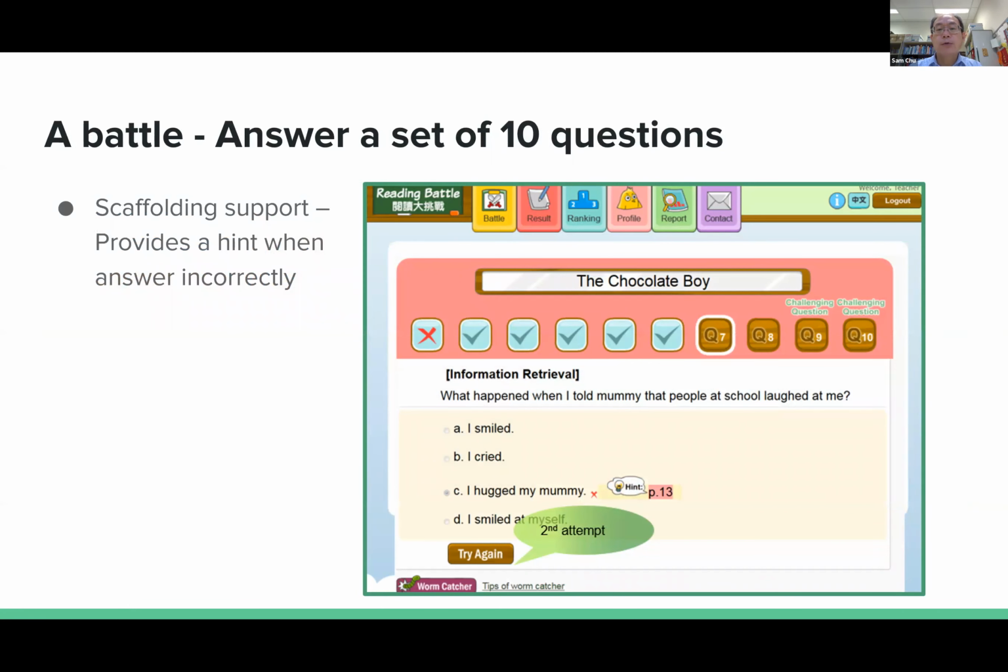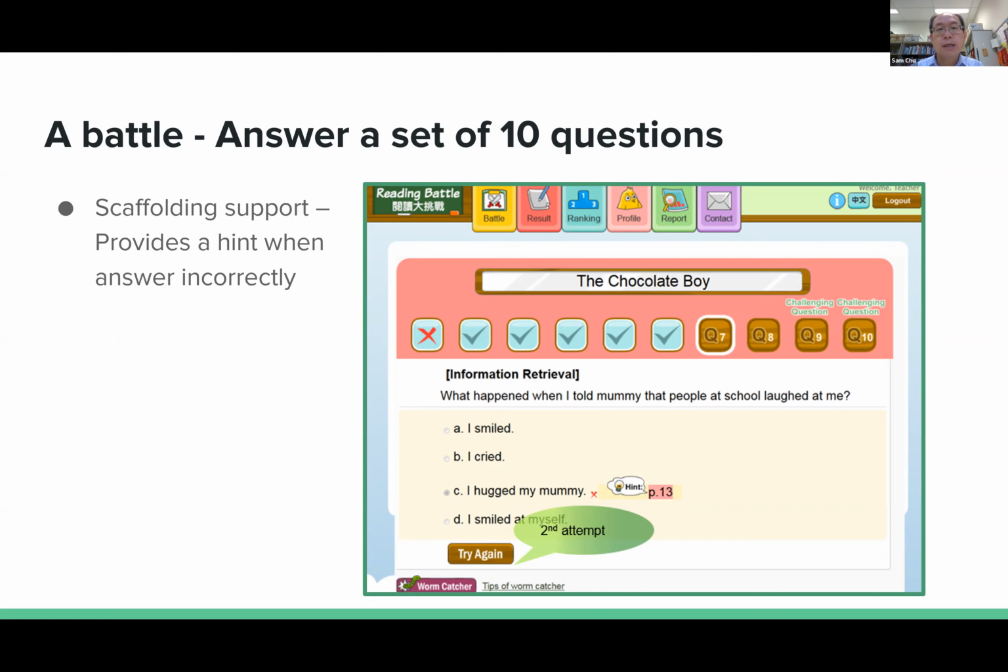The first time, of course, the student can get full marks. Second time, then there will be a 10% discount. A third time, 20% discount. And then every question can be answered twice. Second time, then they can only get 50%.